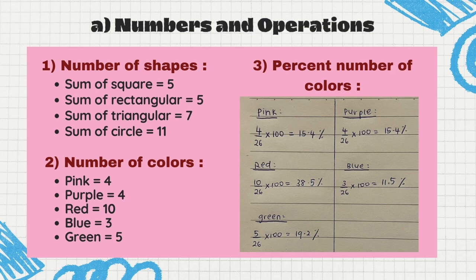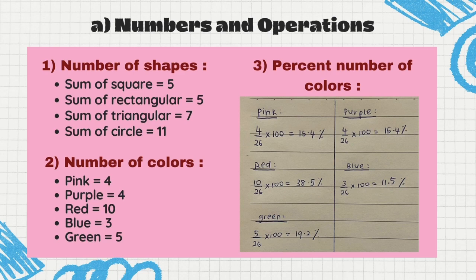Next, let's look at the first element of mathematics, which is numbers and operations. In a pop-up card, we can calculate the numbers of shapes and colors used. Firstly, let's talk about the shapes. In the pop-up card, there are 4 shapes used, including 5 squares, 5 rectangles, 7 triangles, and 11 circles. Additionally, there are also 6 colors used in this pop-up card. These include 4 pink, 4 purple, 10 red, 3 blue, and 5 green.